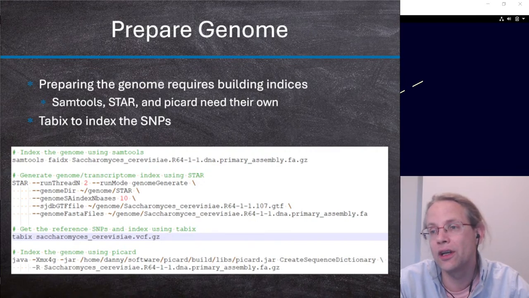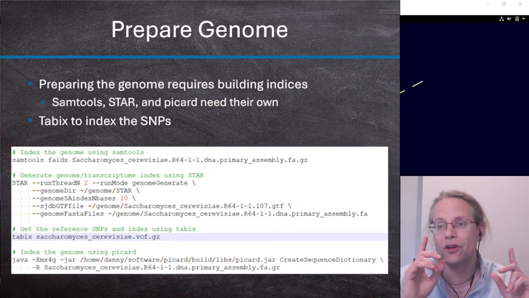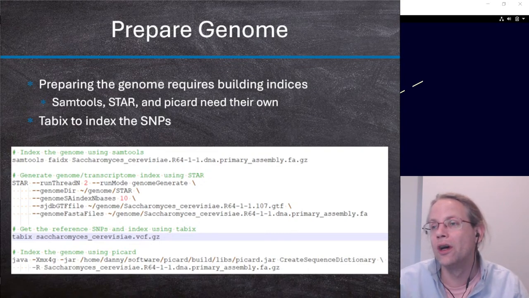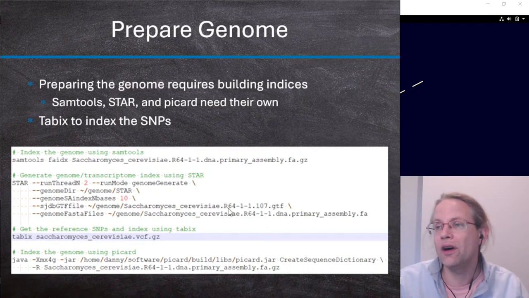It basically is a parameter which kind of determines the k-mer size of the genome, right? Because when we do genome alignment, it cuts up the genome in little pieces called k-mers, and this is where we set our k-mer size. So I have to give it the GTF file, and I have to give it the genome FASTA file. So I'm just going to give it the GTF, and I'm going to give it the primary assembly file for the genome. And then the next step is to use tabix to index the SNPs.